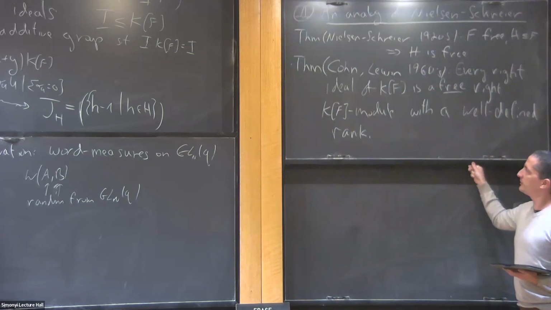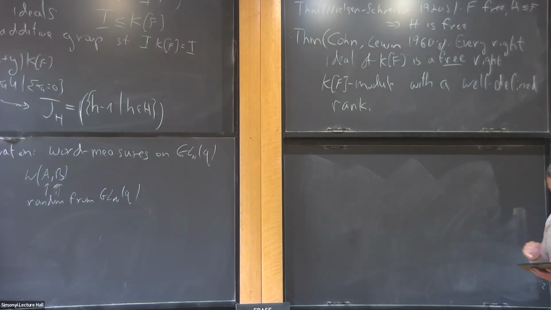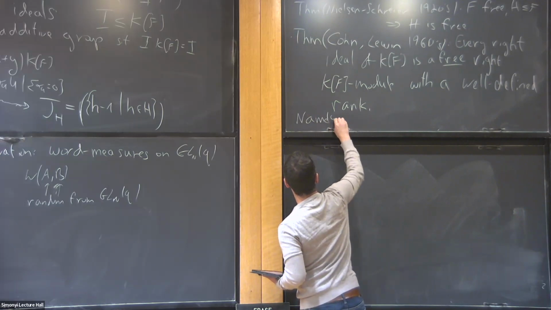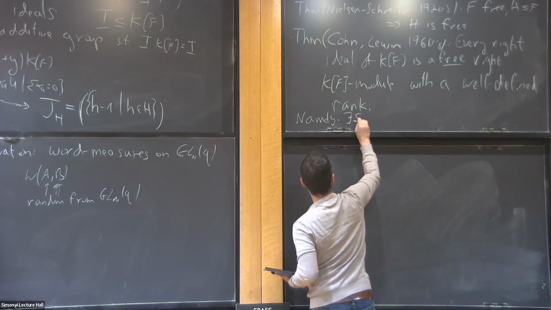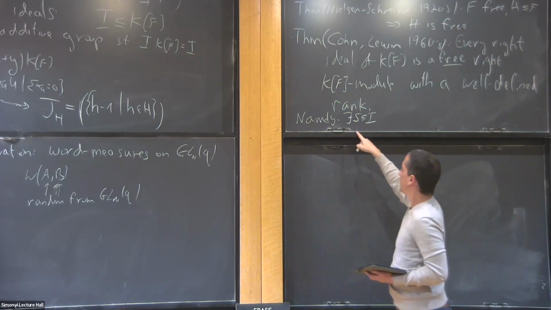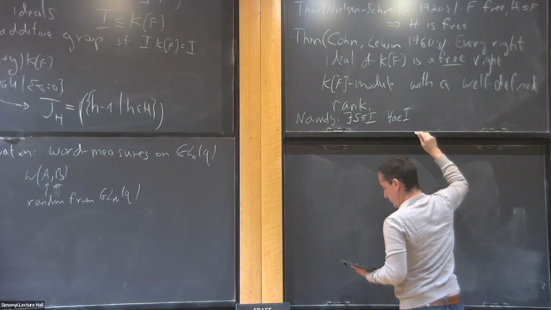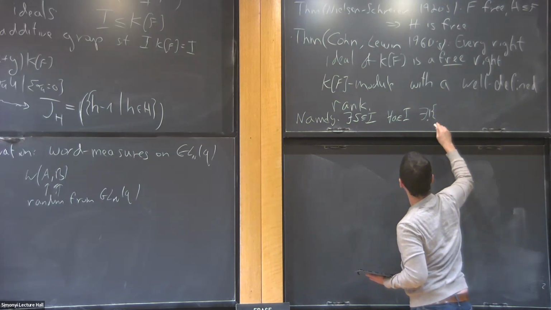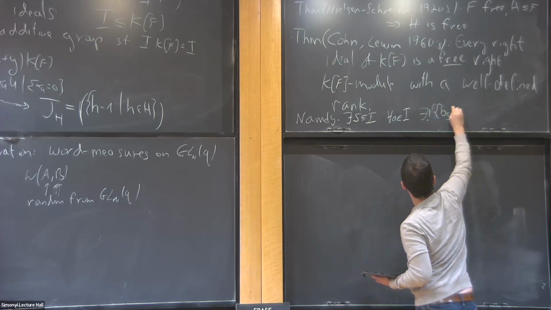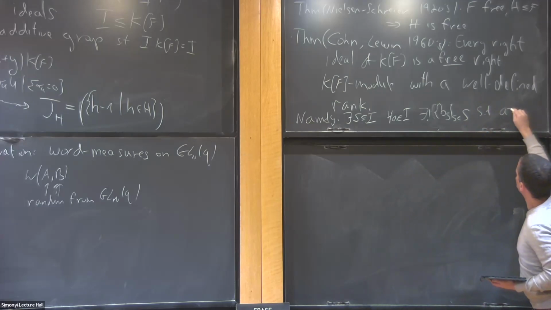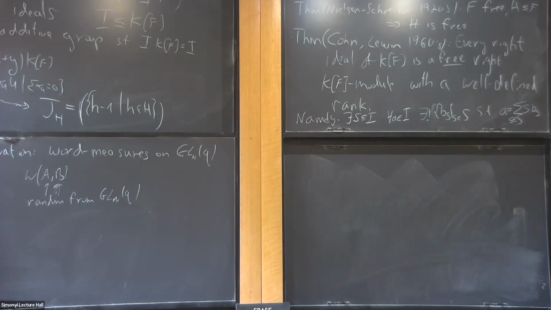Let's see some examples. Perhaps I should say first what it means, namely: there is some set of elements in I, which is the basis, and for every element in I, there is a unique set of coefficients, almost all of them zero, such that a is the sum over s of s times b_s. Perhaps I'll give some examples.